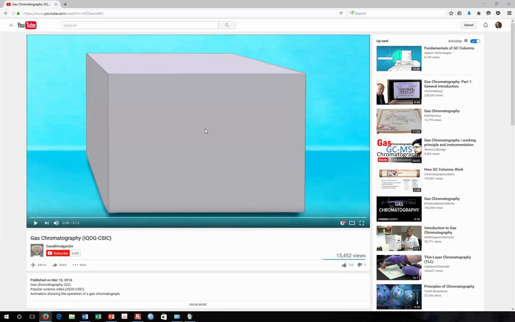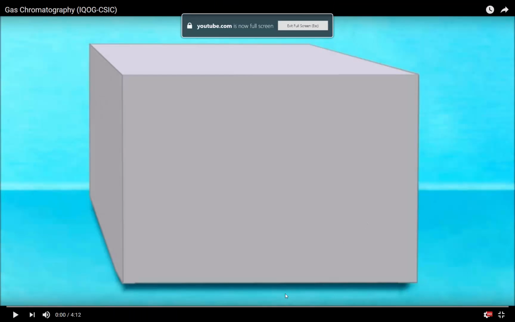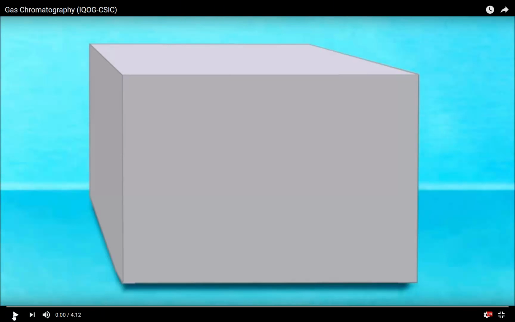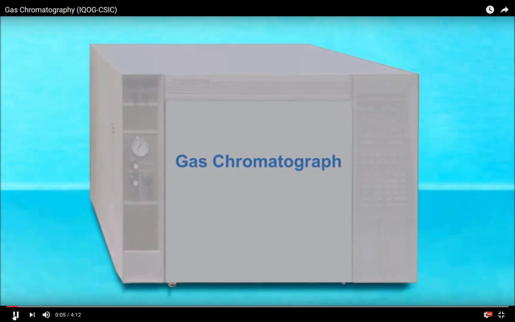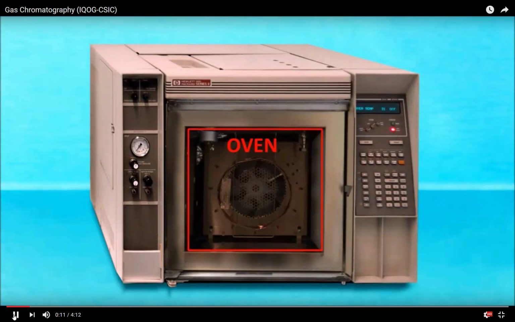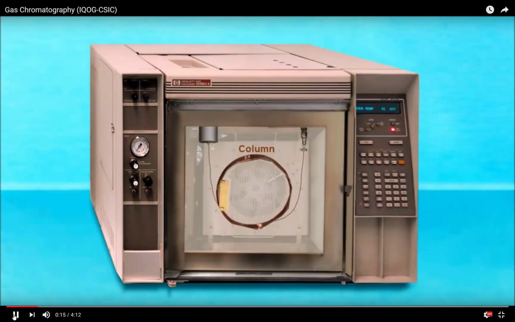And go here and play. So you have a box. So it is a gas chromatography box. And yeah, so it's an oven. And in the oven, you have your column.